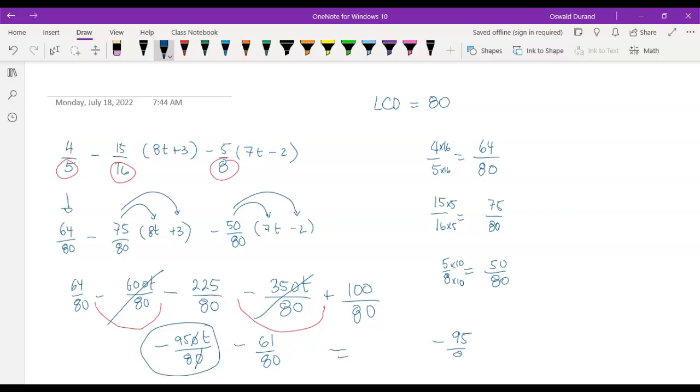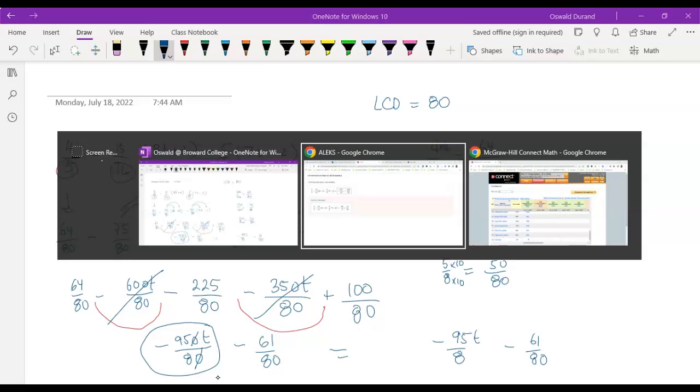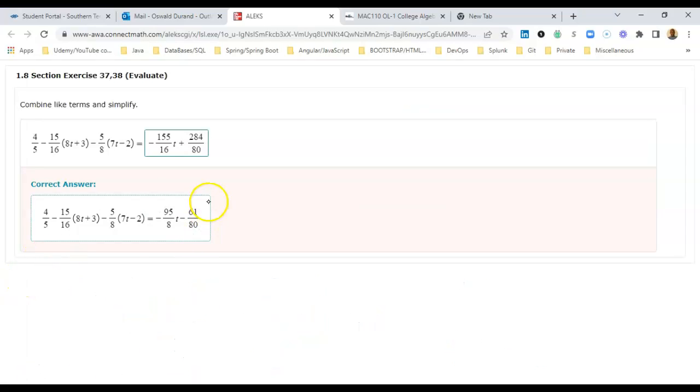So that's an 80 here. T, negative 95t over 8 minus 61 over 80. So I believe that's the right answer. Let's double check. And that's it. So that's how I got the answer. Okay, so hopefully it will help you out with the process. But this one was kind of difficult, I have to admit, for the students. All right.